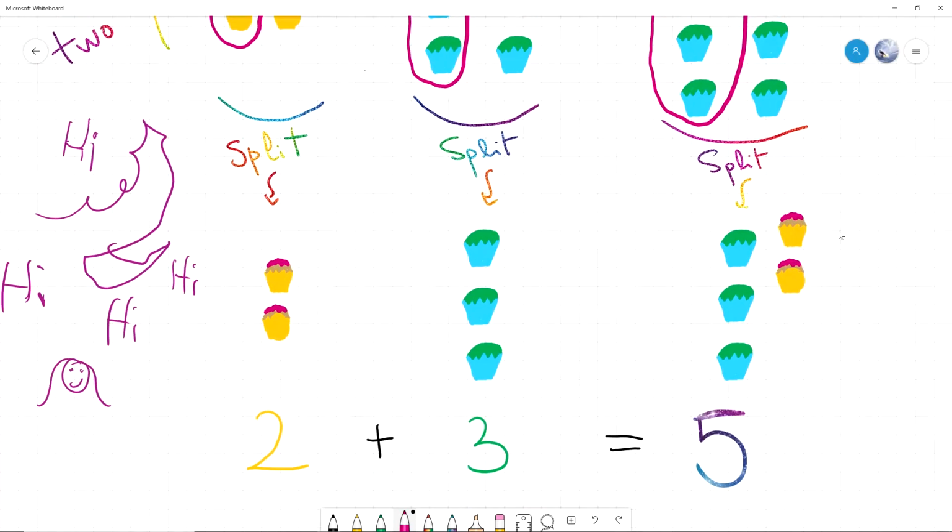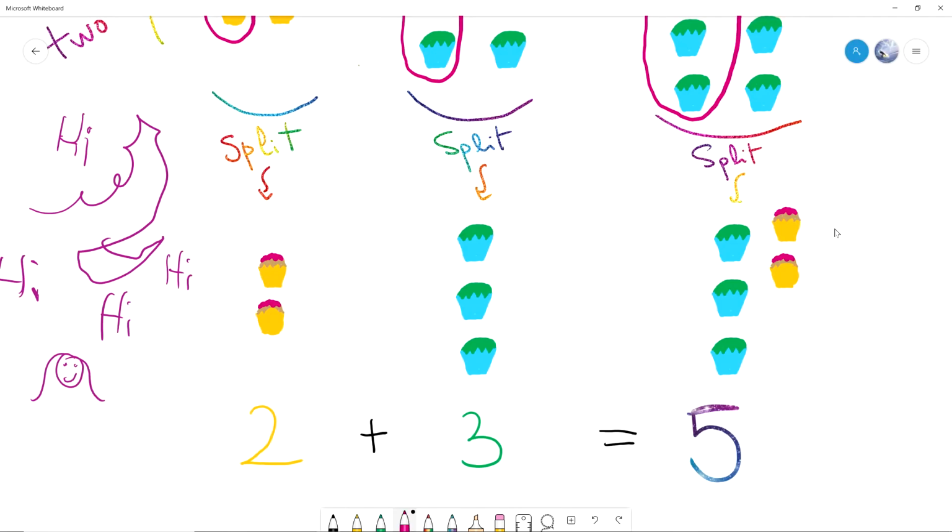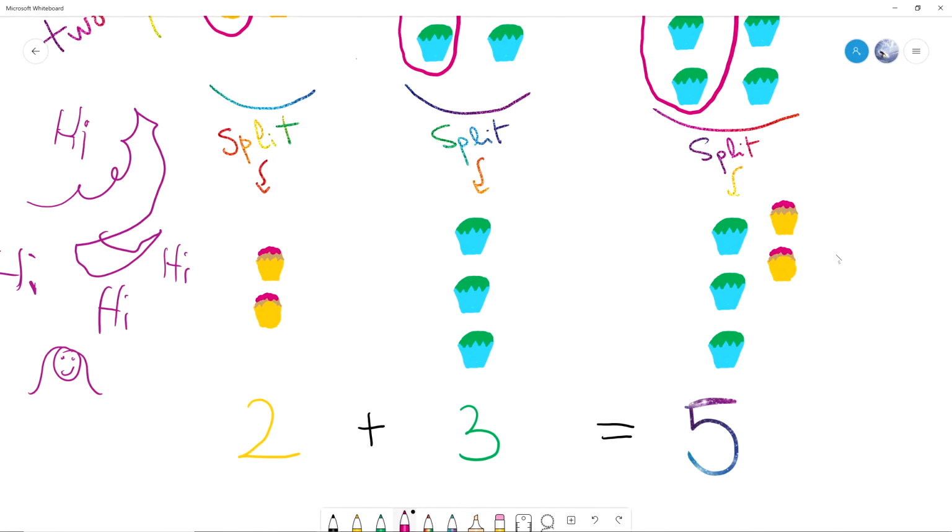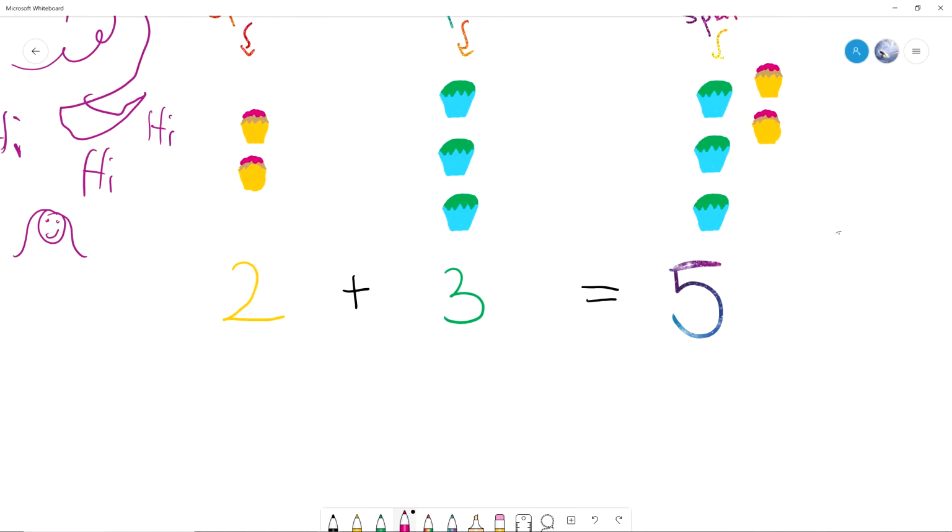Very nice. Okay, so that's what happened. Now we have 2 yellow cupcakes and 3 blue cupcakes to get a total of 5 cupcakes. What happened using algebra is that we started from 4 plus 6 equals 10. And what I did is divide the entire equation by 2, and then I have to divide the other side also by 2.